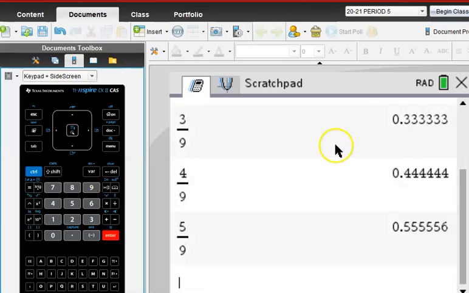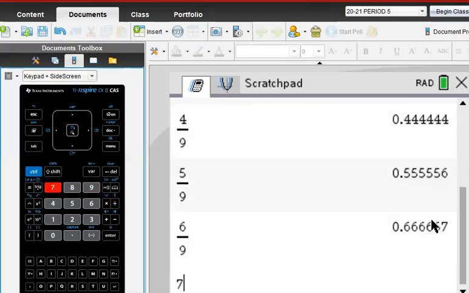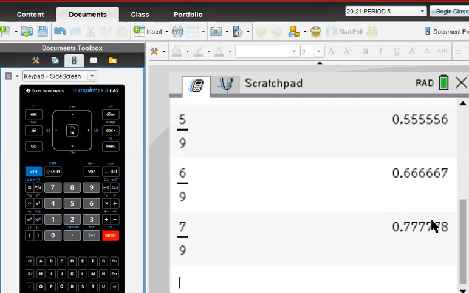Now you'll notice here that this is 0.555556. That's because my calculator is automatically rounding to 6 decimal places, and so it's rounding the 0.55 to 6 at the end, but it's still 0.5 repeating. 6 divided by 9, 7 divided by 9, 8 divided by 9.